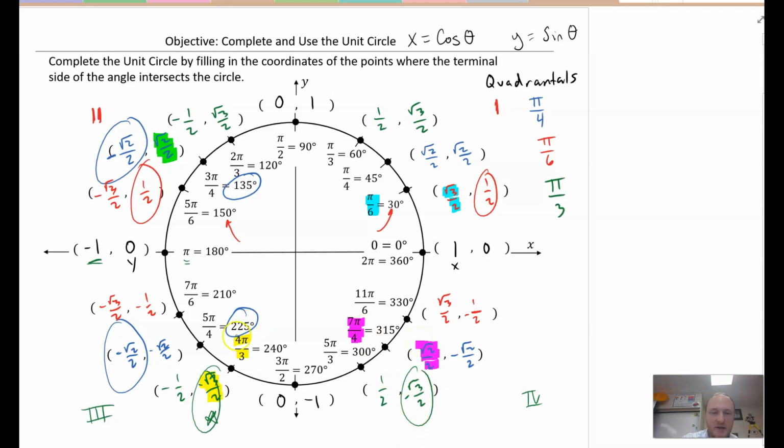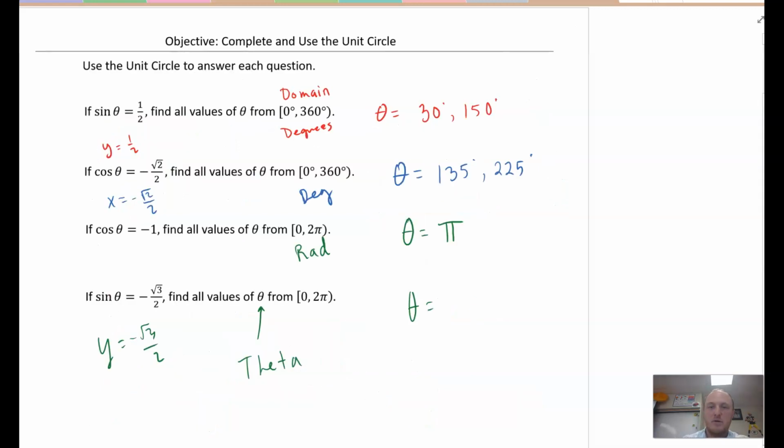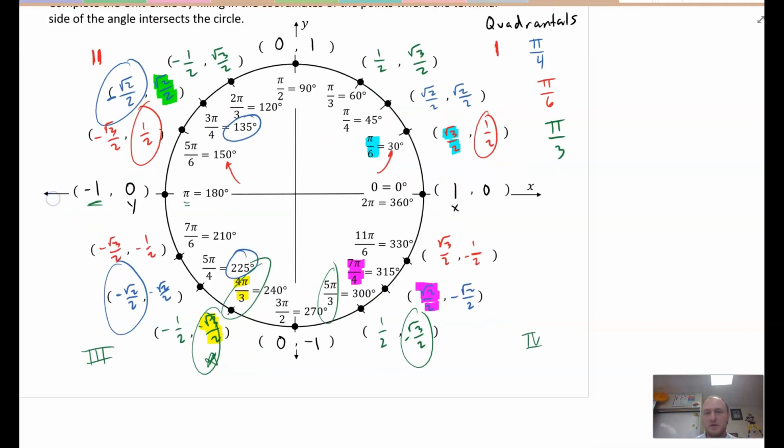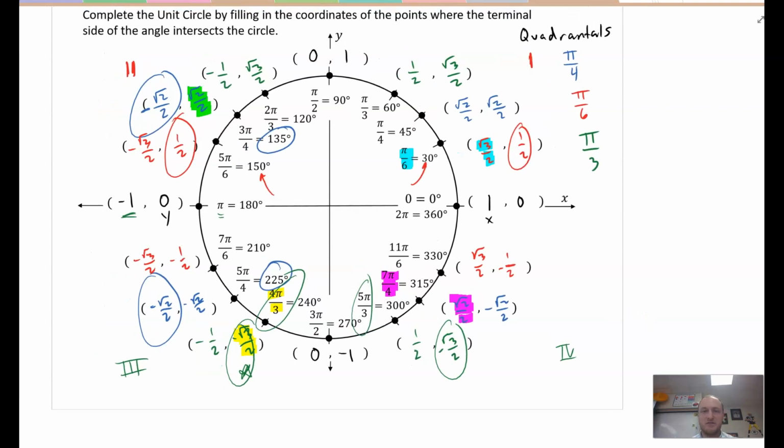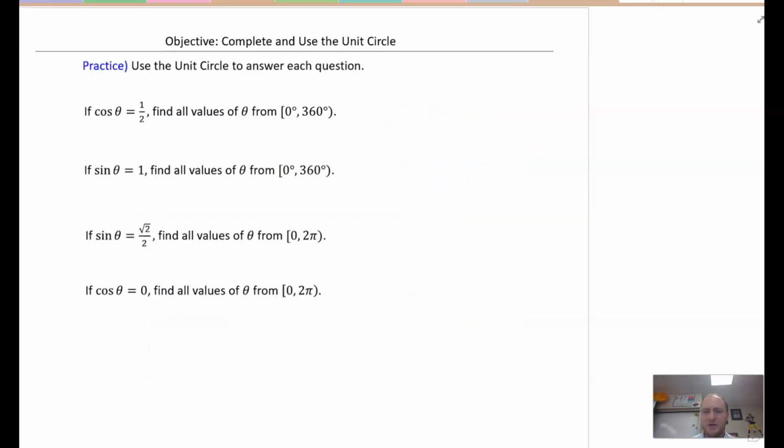This is a pi third angle, a 60-degree angle. I want it in radians, so 4 pi over 3 and 5 pi over 3. So 4 pi thirds, 5 pi thirds. And there you have it. You'll notice that my unit circles are pretty messed up from all the circling and marking. Again, if yours is all messy, you can go to the back of your notes and you'll have a clean one.